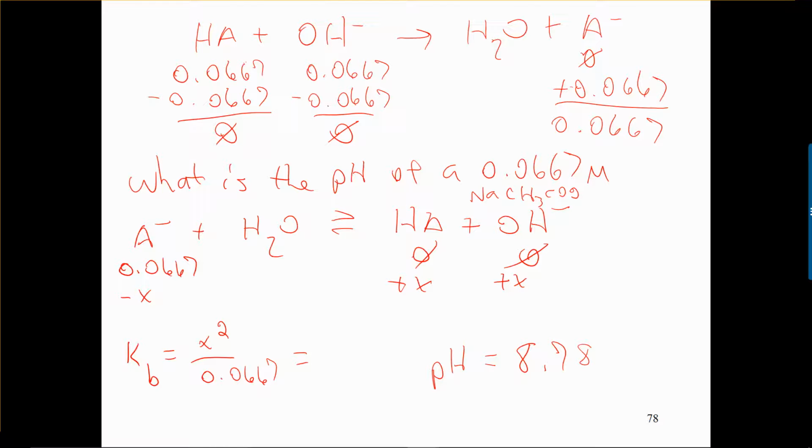Wait, so you got the pH by taking 0.0667. So did you find out what x is here? What's x? Well, I had it, but mine's not. 5.56 times 10 to the negative 10. Okay, so that's Kb. Yeah, that's good. And then x is what? Kb times this, take the square root, and that'll be x.